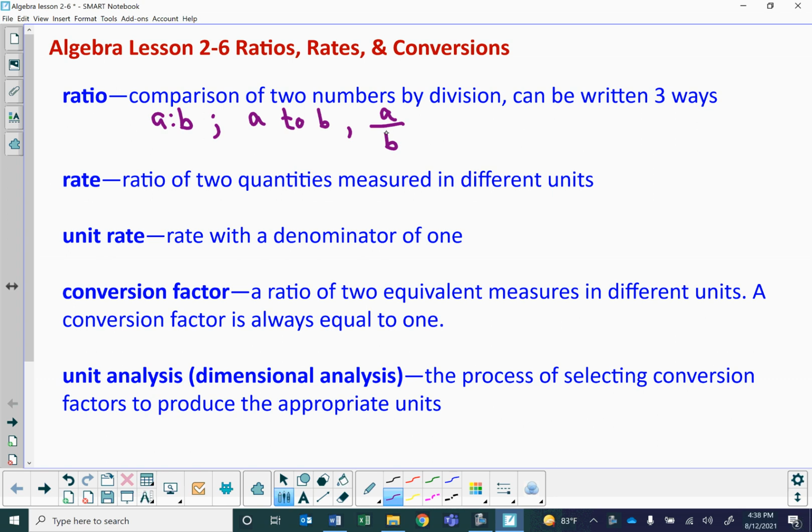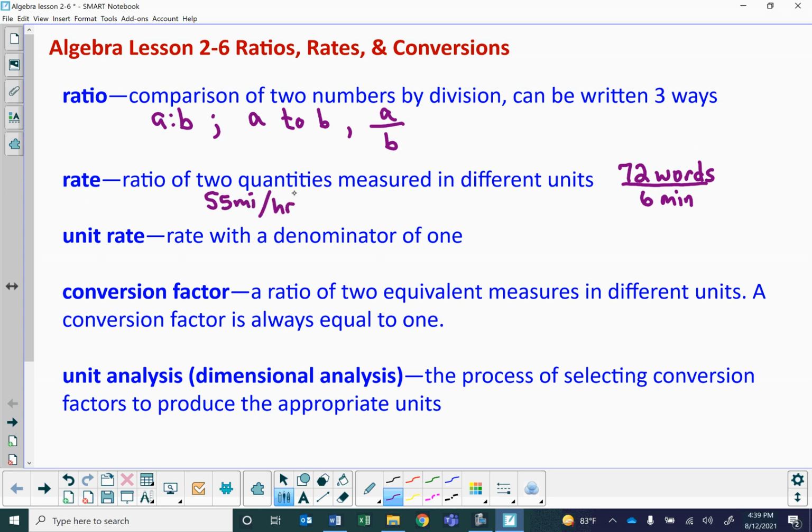They just mean A to B, like the comparison of boys to girls in the classroom, or males to females, or people with brown hair versus people with blonde hair. A rate is a ratio of two quantities measured in different units, like words per minute. If I can type 72 words in 6 minutes, that would be a rate. A rate could be like so many miles per hour. I'm driving 55 miles per 1 hour.